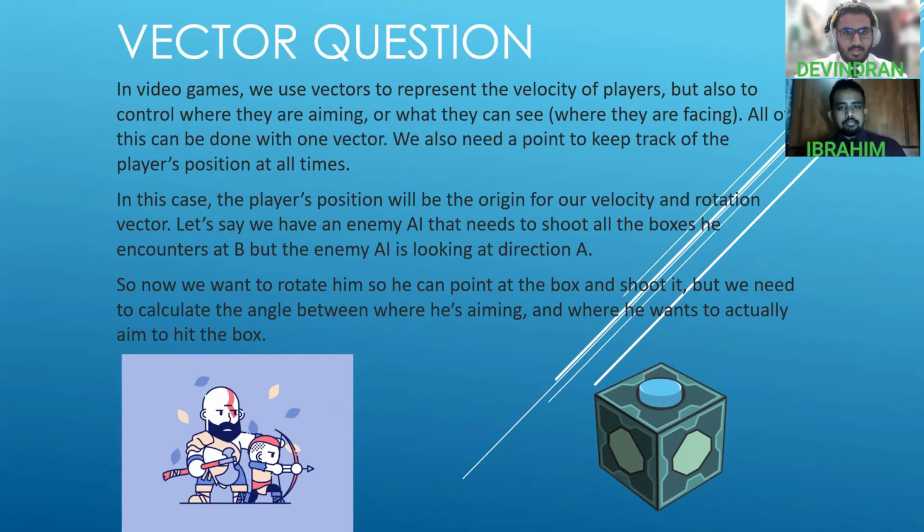Let's say we have an enemy AI that needs to shoot all the boxes he encounters at B, but the enemy AI is looking at direction A. So now we want to rotate him so he can point at the box and shoot it. But we need to calculate the angle between where he's aiming and where he wants to actually aim to hit the box.